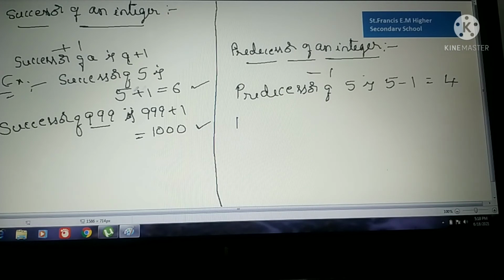Have you understood this one? Successor of a is the next number. That means you have to add plus 1 to the given number. Okay. Predecessor of an integer. Predecessor of an integer means always you have to subtract 1 from the given number. Okay. Predecessor of a. See.